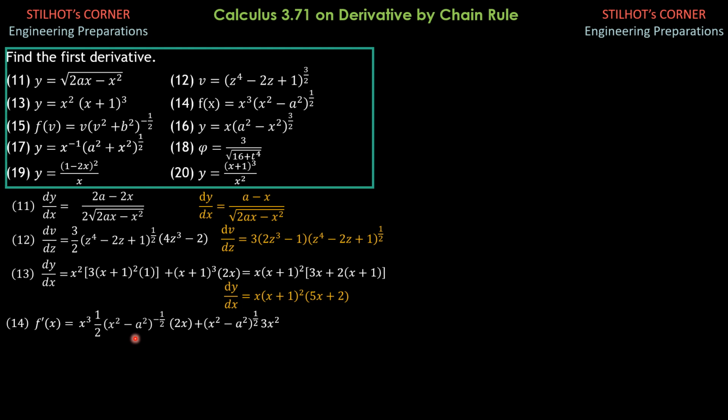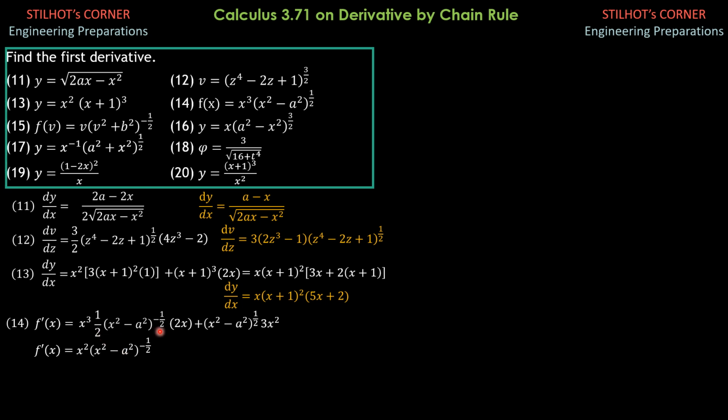So let's factor out common factors. Take note that we can cancel 2. For x, the least common factor is x squared. We have x squared here also. Because we can cancel 2, there's no common for constants. Then for x squared minus a squared, the least common factor is x squared minus a squared to the negative 1/2. So we have f prime of x equals x squared times the quantity x squared minus a squared to the negative 1/2.